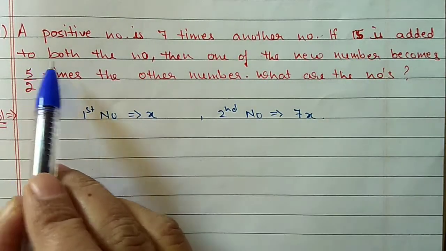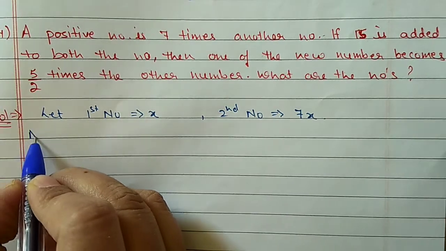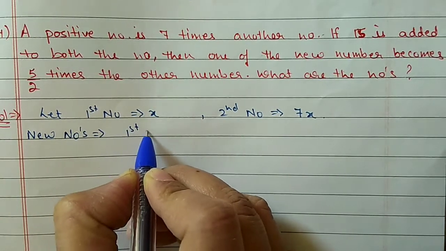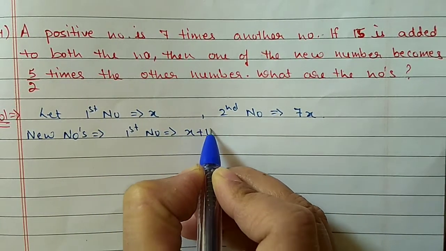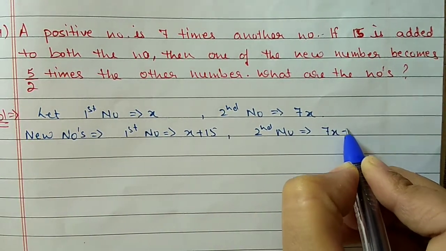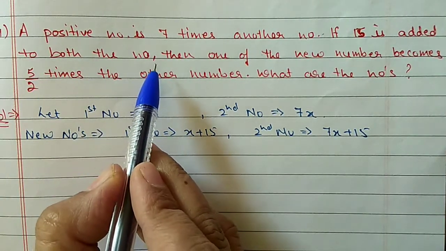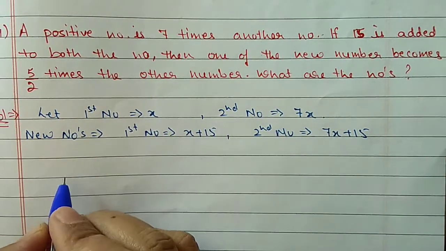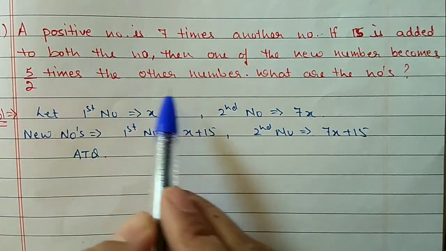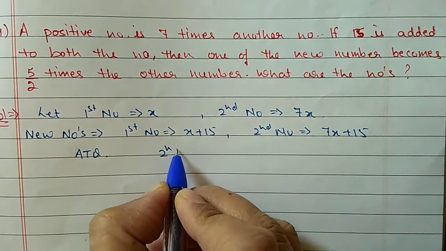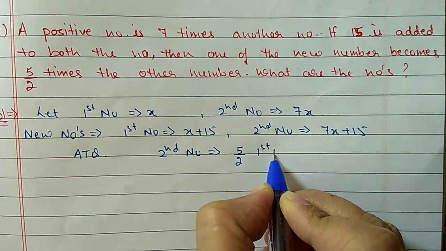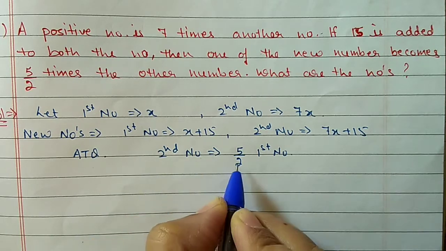Now if 15 is added to both the numbers, after adding 15 we will get two new numbers. The first number will be x plus 15, because we have to add 15, and the second new number will be 7x plus 15. Now according to the question, the new number becomes 5 by 2 times the other number. So this second number will become 5 by 2 times the first number, and we are talking about the new numbers. Both are new numbers.